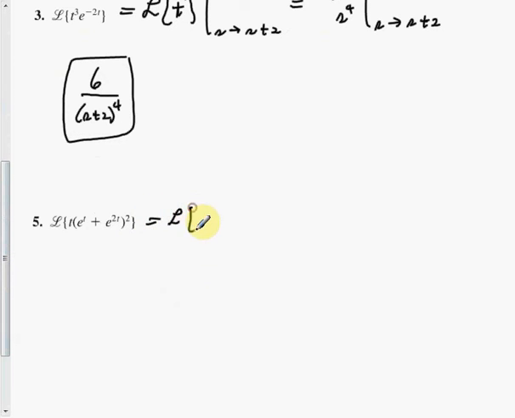So this is the Laplace transform. We're going to take that e to the t plus e to the 2t squared and just expand that out. And when I do that, just put a t in there as well. So this is t times e to the 2t plus 2t times e to the 3t plus t times e to the 4t.